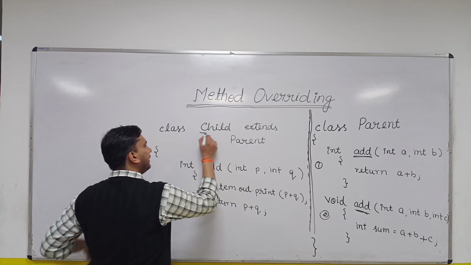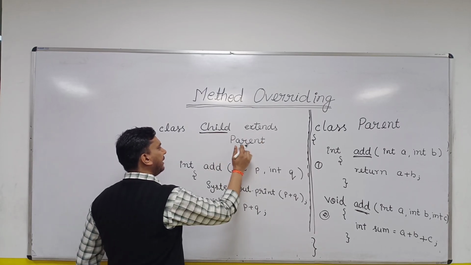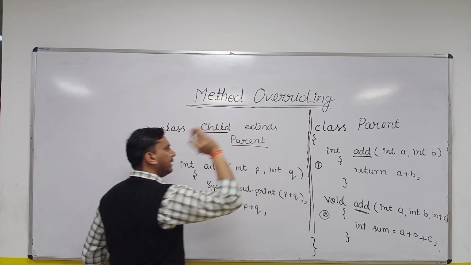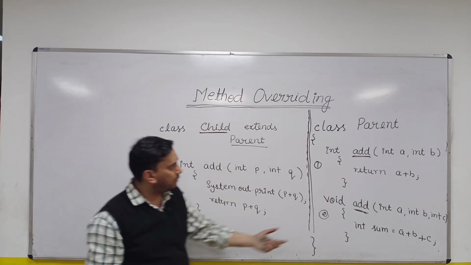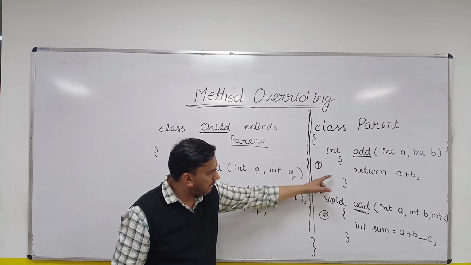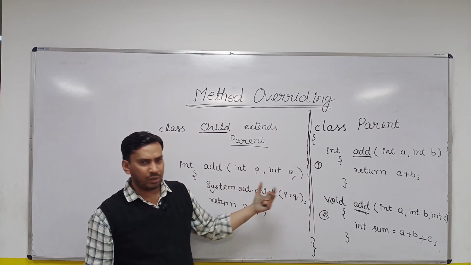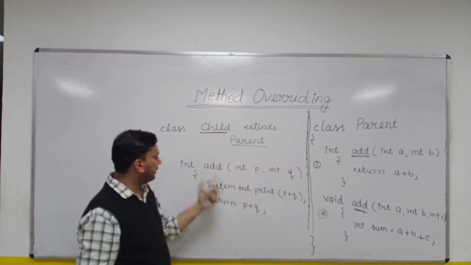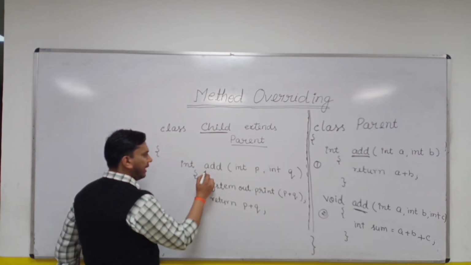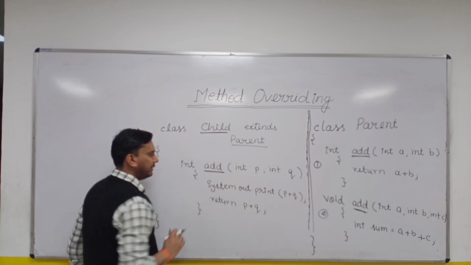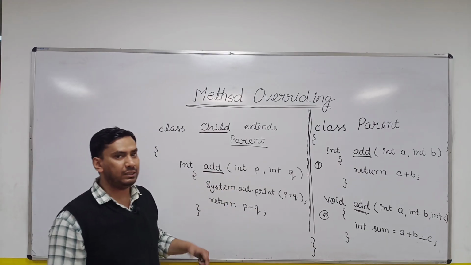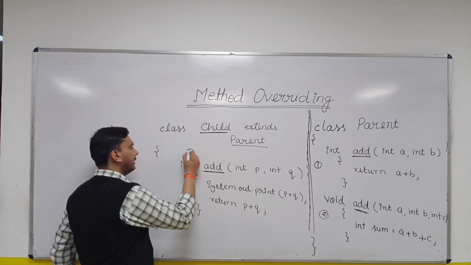Now if you see here, class child is inheriting the class parent. As soon as you inherit, these two methods get inherited here. Both methods 1 and 2 are inherited in the class child. Now here, I am redefining this add method. So which add method am I redefining, which add method am I overriding?